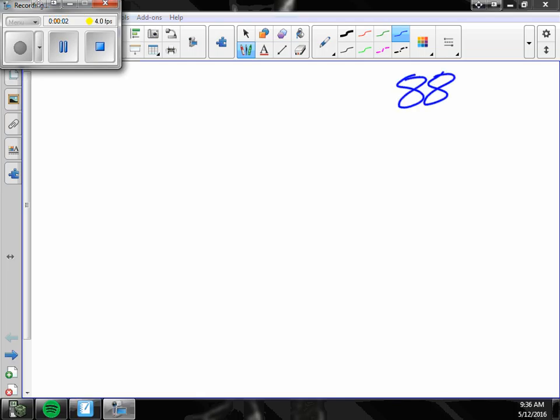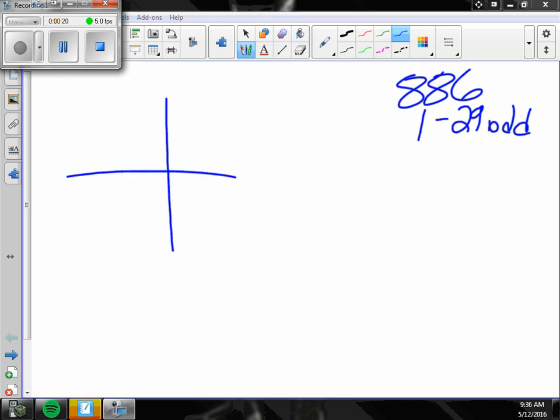Work on 886, which is 1 through 29 odd. And this is just a review of systems of linear inequalities. So if you have a system of linear equations, we have a line and another line, and the answer is the intersection of that. A system of linear inequalities just is a shaded region.